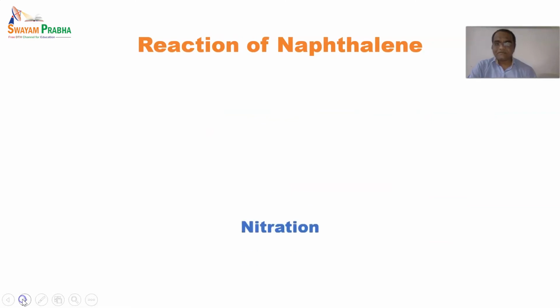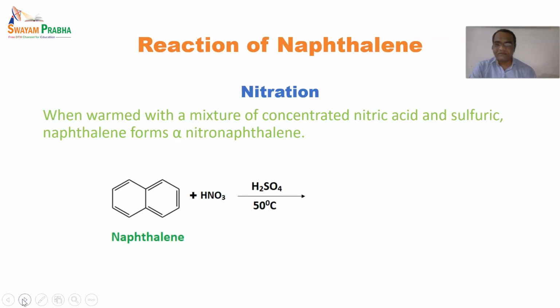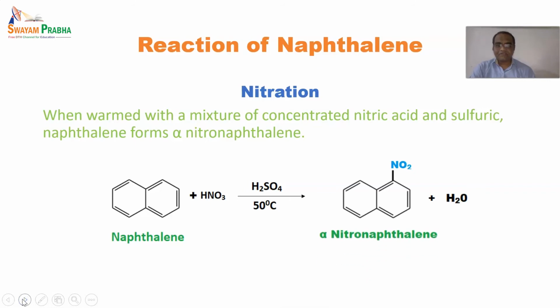The second reaction of naphthalene is nitration. When warmed with a mixture of concentrated nitric acid and sulfuric acid, naphthalene forms alpha nitronaphthalene. Here is the structure of naphthalene, and it is warmed at just 50 degrees Celsius. We require H2SO4 also, because without it the nitronium ion is not formed, and it gives alpha nitronaphthalene.